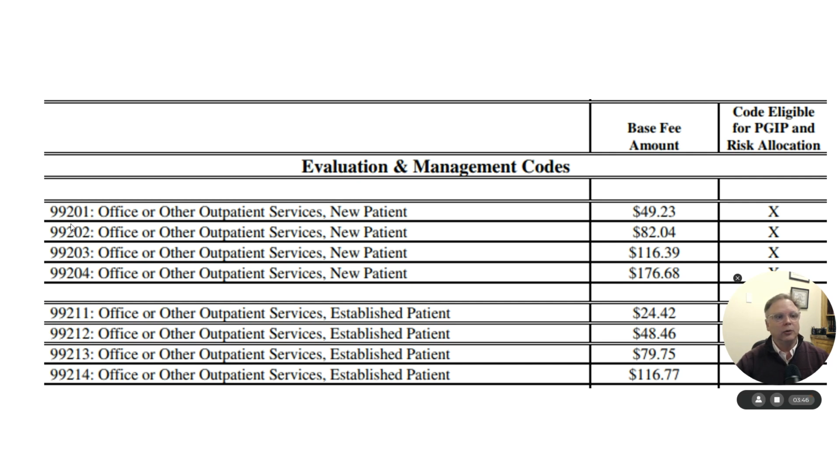So 99201, 99202, 03, 04. When do we use 99201? We use it in our office for kids. 99202 for an adult with one area of complaint, 03, adult with 2 or more areas of complaint, 99204, pretty severe condition. 99211, again, we don't even use that. 99212 for kids, 99213, one area of complaint, and 99214, 2 or more body areas of complaint.